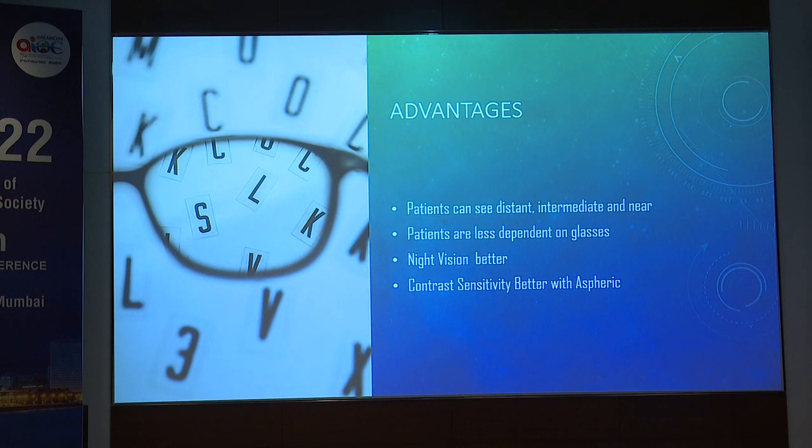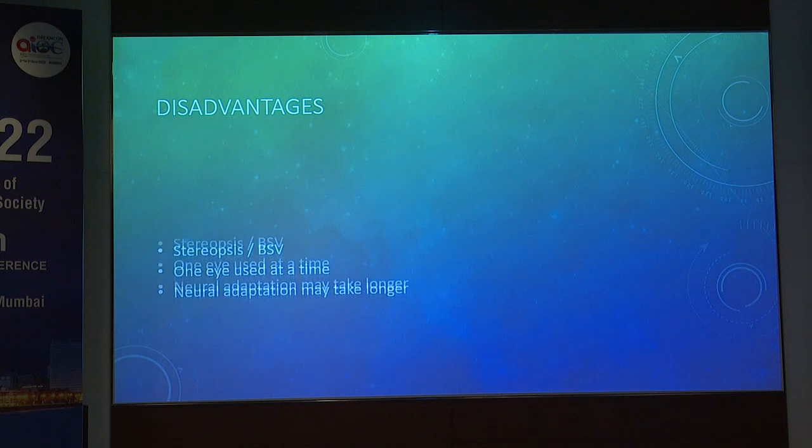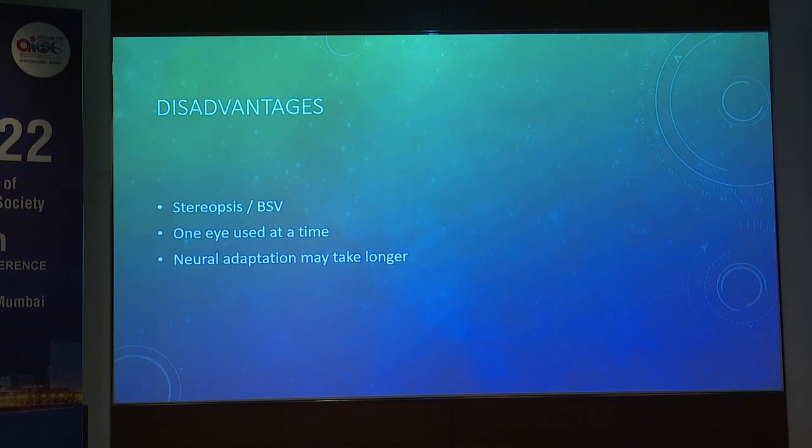Patients are less dependent on glasses. Night vision of course is better. Contrast sensitivity is better with the aspheric in the dominant eye. The disadvantages, again, like we said, stereopsis to some extent. One eye is used at one time, and neural adaptation can take a little longer in some patients. And of course, we always, in spite of everything, can have some unhappy patients.